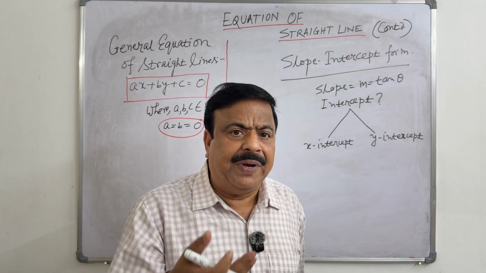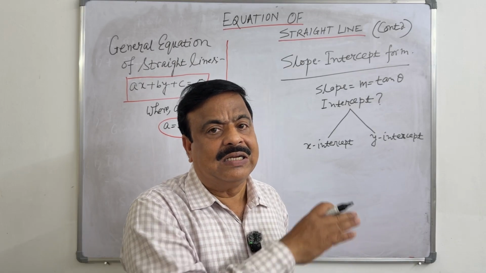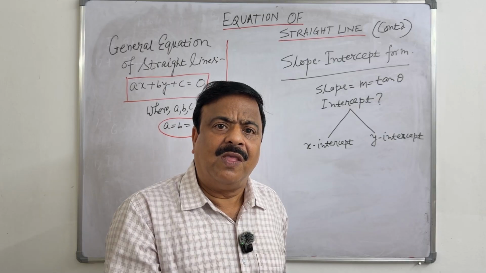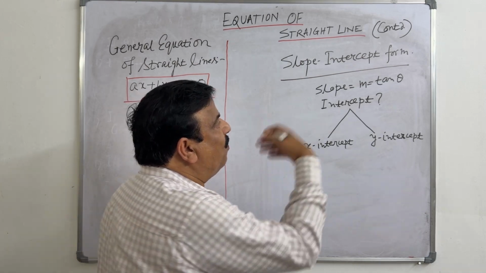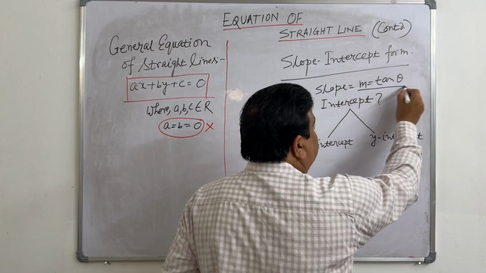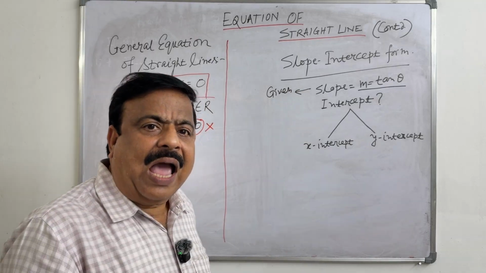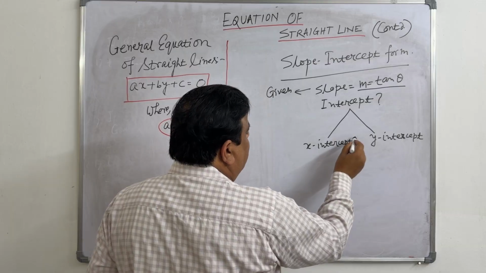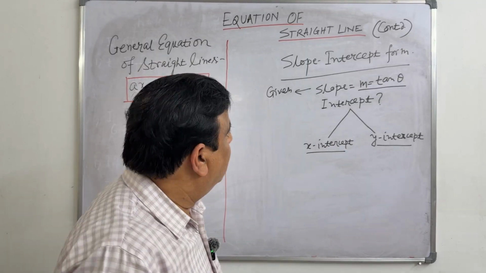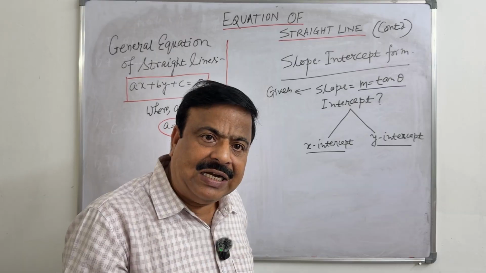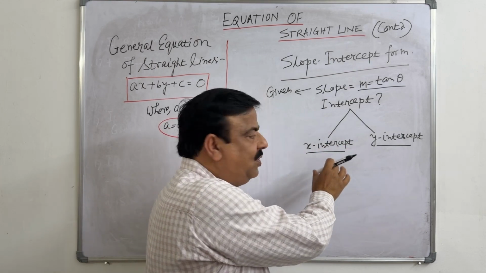You learned in the previous session that the x-intercept and y-intercept may be positive or negative. It depends on whether the line cuts the axis in the positive direction or the negative direction of the axis. So slope-intercept form means the slope will be given, and another term is given, either the x-intercept or the y-intercept. So the geometrical meaning of the slope-intercept form is a straight line with a given slope and a given intercept. It may be the x-intercept, it may be the y-intercept.